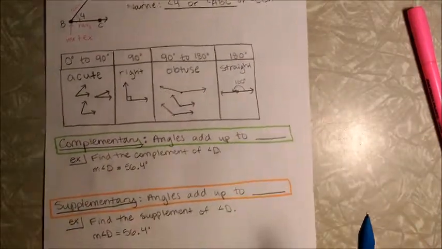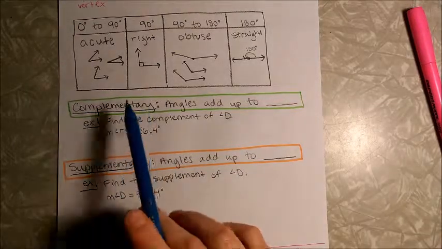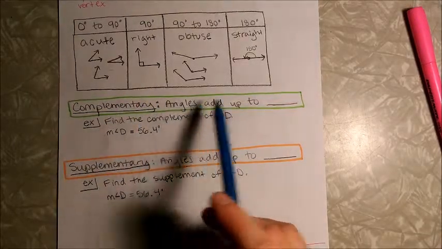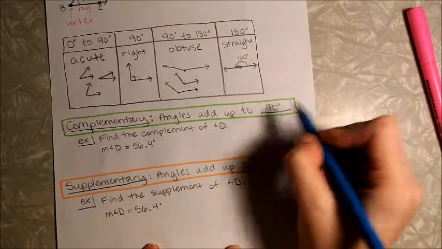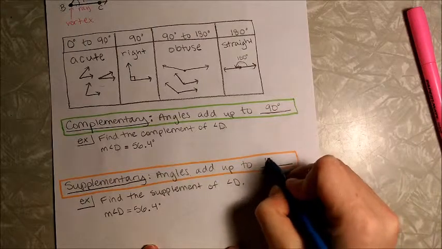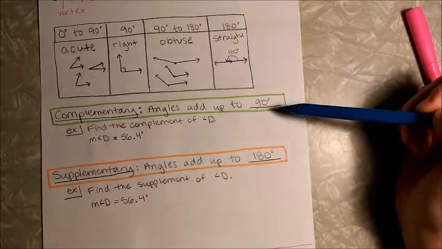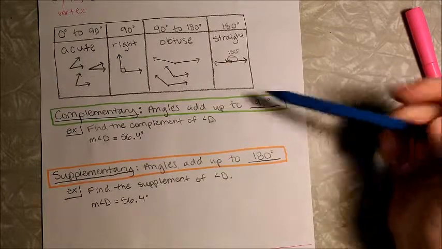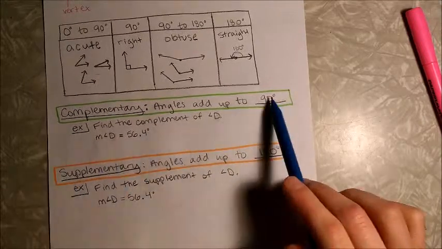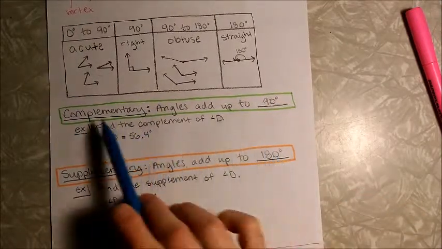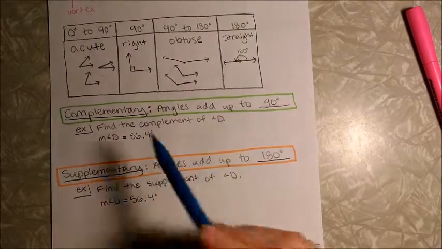Now, another thing we learned today was complementary and supplementary angles. Complementary angles are two angles that add up to 90 degrees. Supplementary angles add up to 180 degrees. Now, I think I told you a way to remember these, the ABC 1, 2, 3 method. C comes before S in the alphabet, and 90 comes before 180, so complementary goes with 90 and supplementary goes with 180. Let's go over an example.